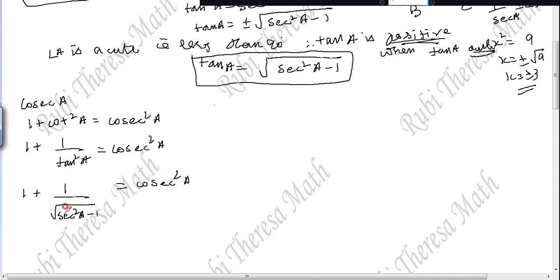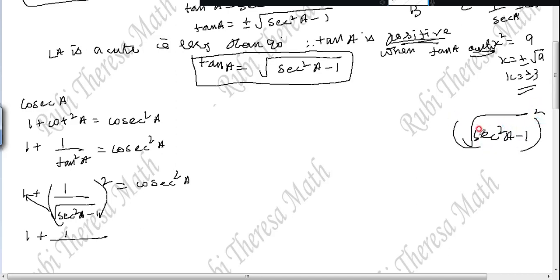You have to take out the LCM, that is cross multiply. But here it is tan squared A. So first you have to put the whole square, then we will take the LCM. Just we will do the next step. 1 plus 1 squared is 1. Here root of secant squared A minus 1, the whole square. That means the root won't be there.